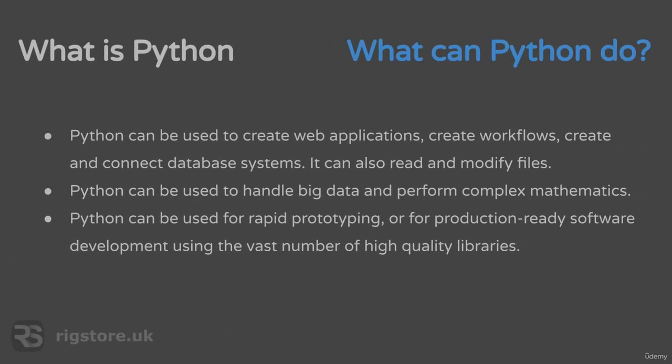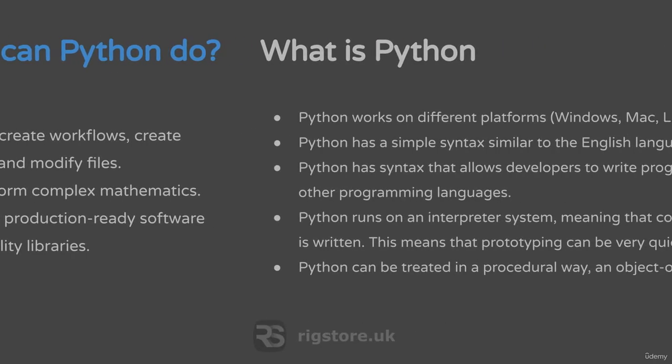But what can it do? Well, Python is used to create web applications, it's used to create workflows, create and connect database systems, and it can also read and modify files. Python can be used to handle big data and perform very complex mathematical tasks. But Python can also be used for rapid prototyping, and it can be used for production-ready software and development using the vast number of high-quality libraries.